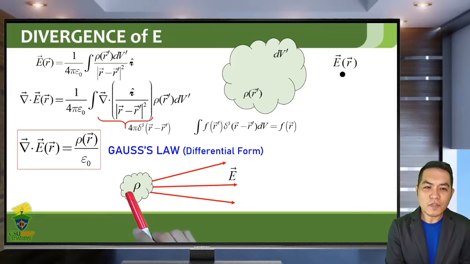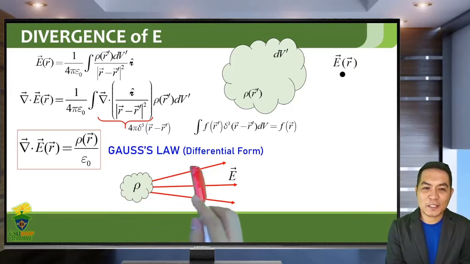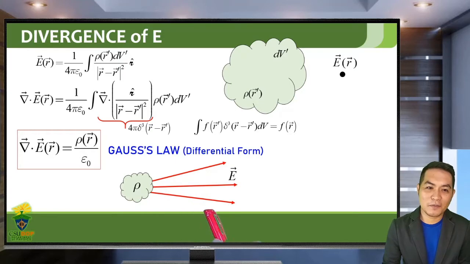So divergence, nagspread or nagbulag ang electric field lines. So if you see a diverging electric field line, that can only mean one thing. There's a volume charge distribution rho causing that divergence.